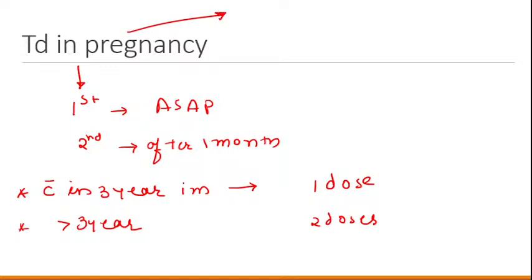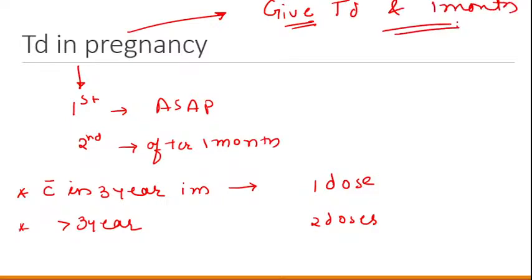I want to tell you one thing also. If the lady is in your hospital, or she delivers on the way, and she was unvaccinated, what to do? Give 1 dose. Whenever a pregnant woman comes to you, give 1 dose of TD, and after 1 month, even if it is after delivery, give the next.